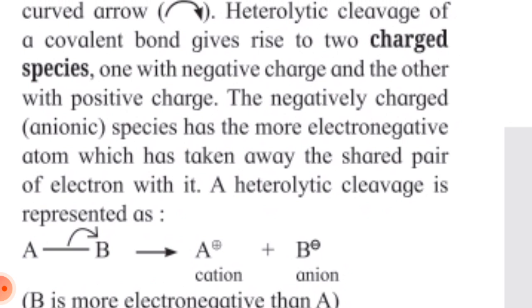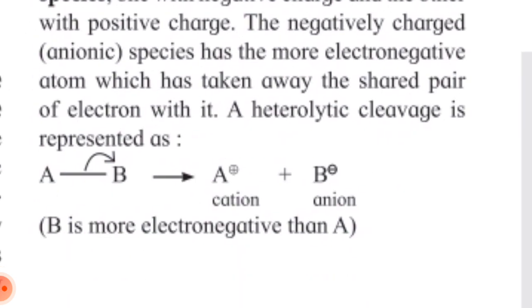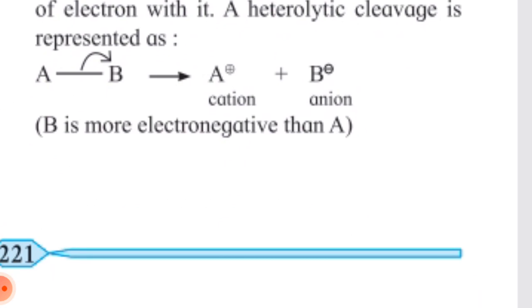The negatively charged anionic species has the more electronegative atom, which has taken away the shared pair of electrons with it. A heterolytic cleavage is represented as A-B, which after bond breakage turns into A plus cation and B minus anion as products. B is more electronegative than A, that's why B is formed as an anion.